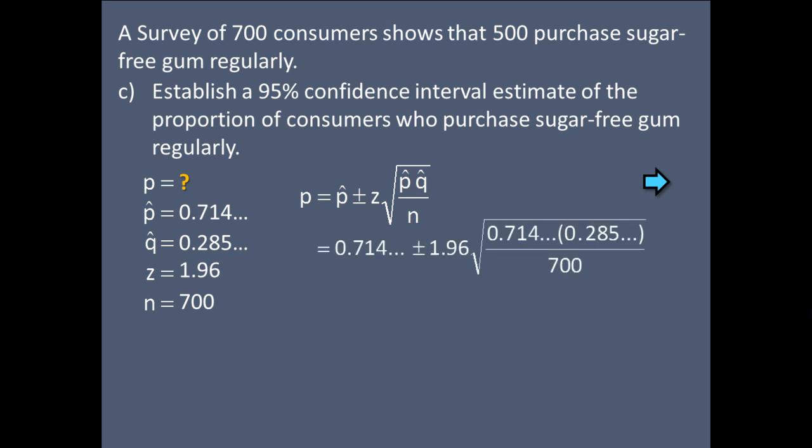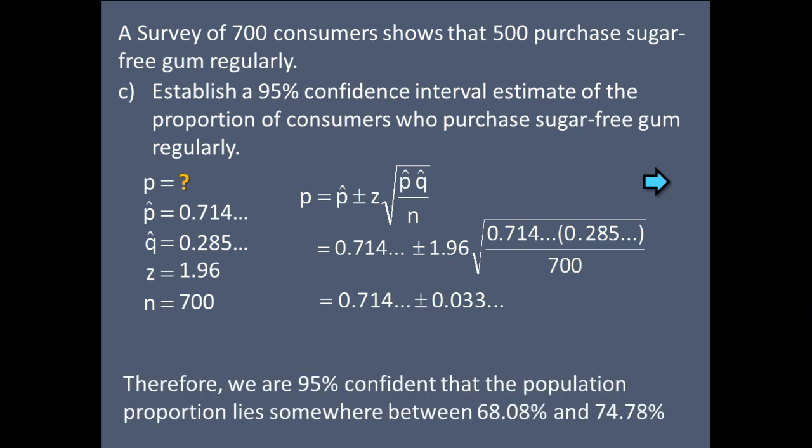Plugging in everything we know, and again, making sure that we don't do any rounding until our final answer, we should get our point estimate of 0.714 plus or minus the error. And here we have an error of approximately 3.3%. Take our point estimate and subtract that error to get the low end of the estimate. Take that point estimate, add the error to get the high end of our estimate. And what we should find for this question is we are 95% confident that the population proportion is somewhere between 68.08% and 74.78%.